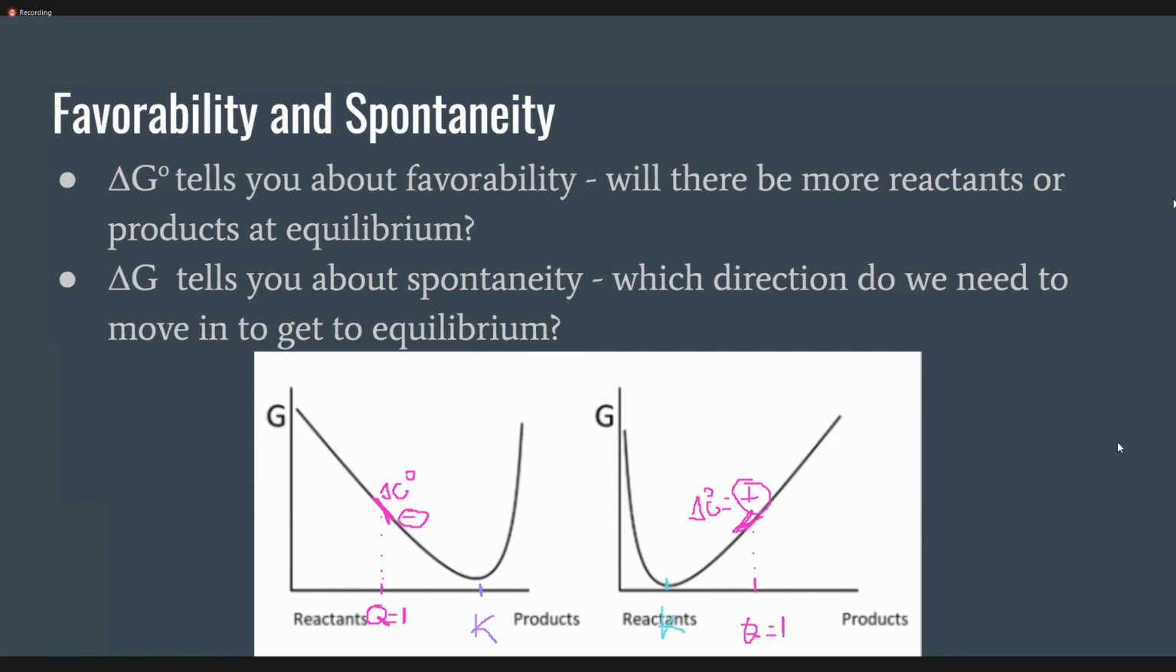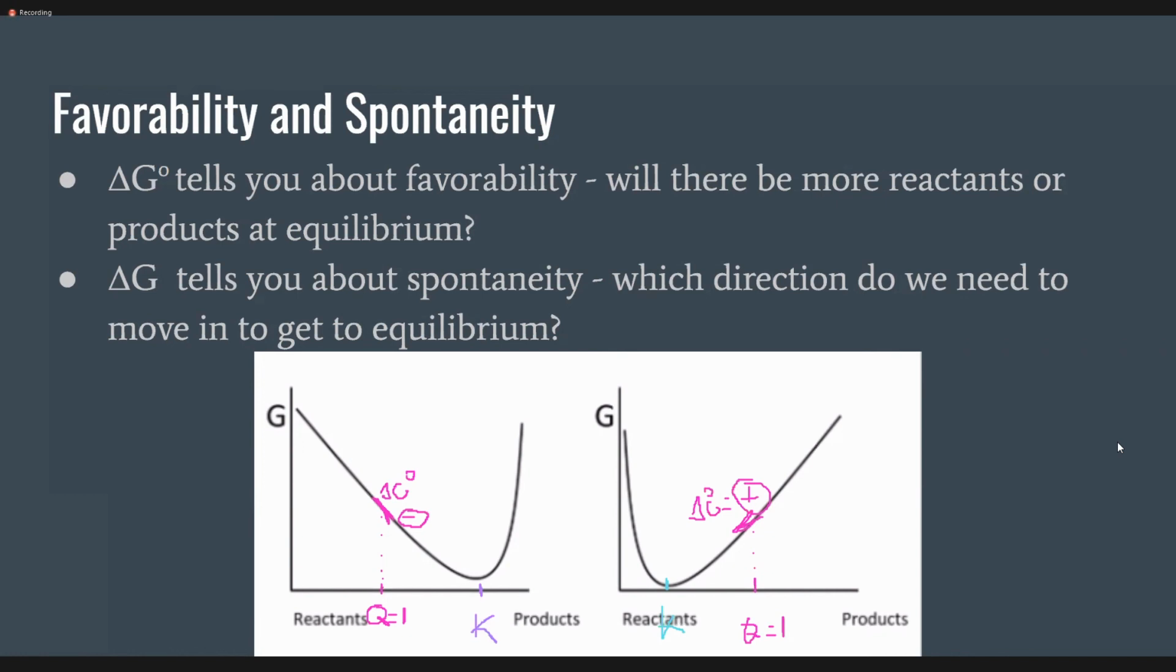And delta G tells us about spontaneity, which is, at any point in our reaction, which direction are we going to move in to get to equilibrium? So it doesn't matter what x value we use here. It means at any point in the reaction, which direction do we move in to get to equilibrium? And then delta G naught tells us at equilibrium, are we going to have more reactants or products? So that's the difference between those two values. And the main thing is delta G naught is only at standard conditions, only at 1 atm pressure and 1 molar of everything.